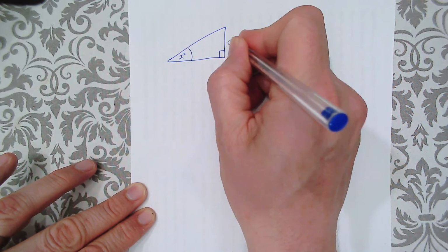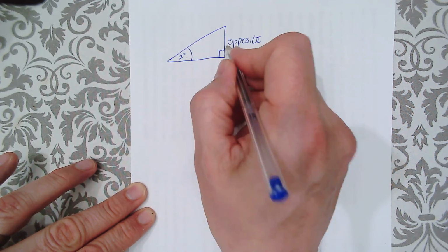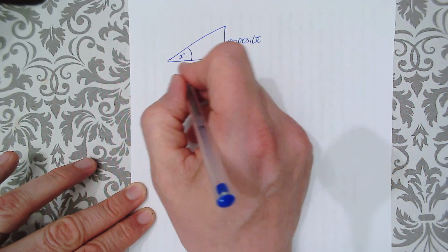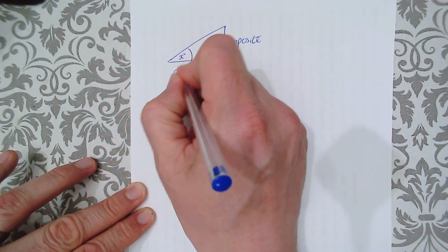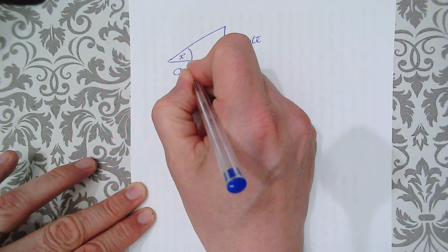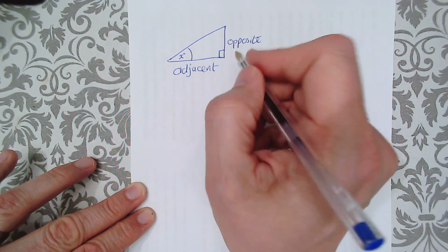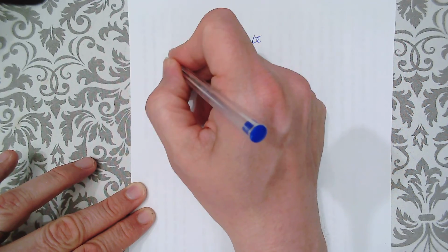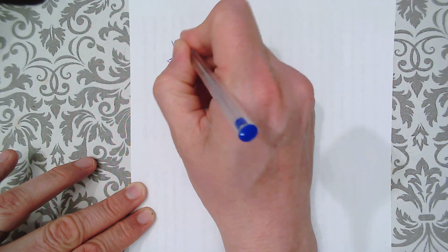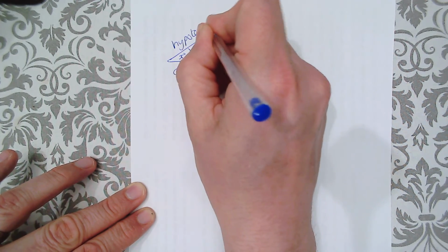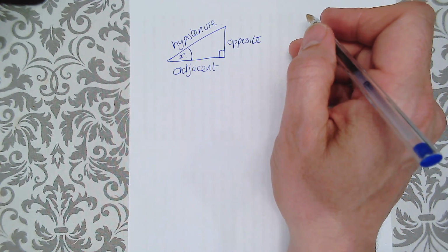This is opposite, so that would be the opposite side to the angle that we're interested in. This one here, that's not the biggest side, but the smaller side that's next to the angle, or it's adjacent to the angle. We call that the adjacent side. Here we've got a big side, it's the biggest side in the triangle, it's opposite the right angle, it's called the hypotenuse.